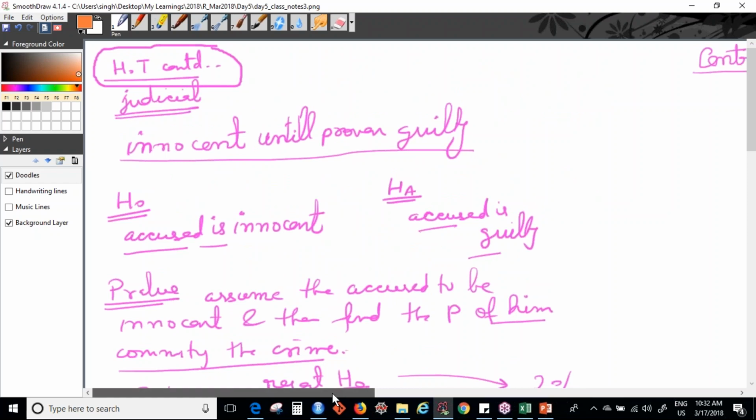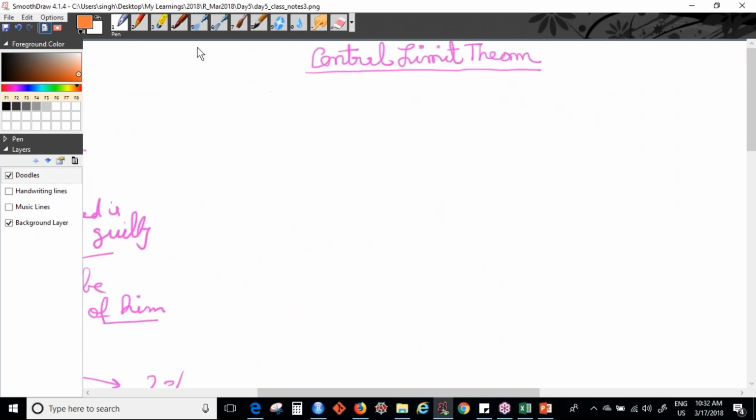So there are many ways you can calculate your p-value, not just the binomial theorem. The binomial theorem is when you have a success-failure case, a binomial case.